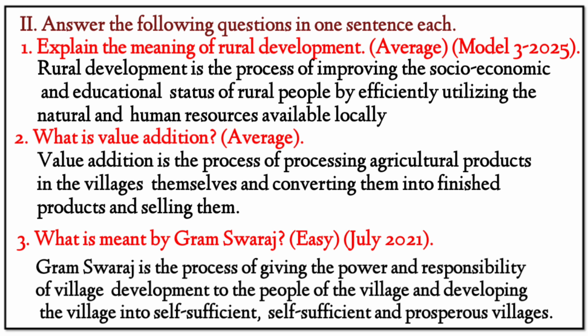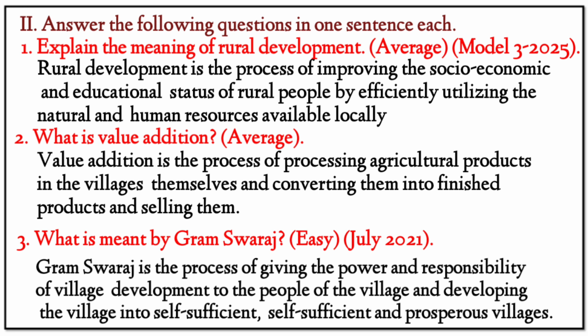First, explain the meaning of rural development. Answer: Rural development is the process of improving the socio-economic and educational status of rural people by efficiently utilizing the natural and human resources available locally. Next, 2. What is a value addition? Value addition is the process of processing agricultural products in the villages themselves, converting them into finished products and selling them.